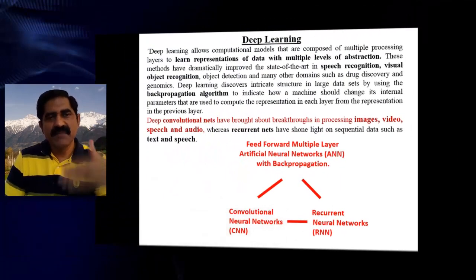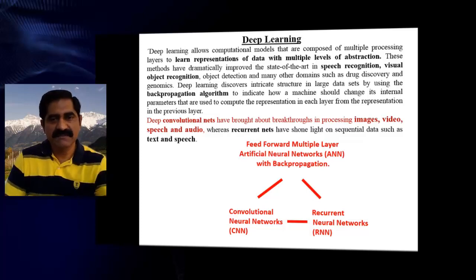Why do you need deep learning? Deep learning allows computational models that are composed of multiple processing layers to learn representations of data with multiple levels of abstraction. What do you mean by this?